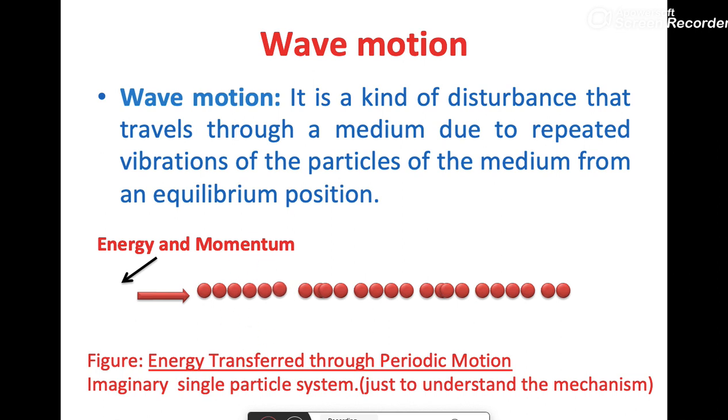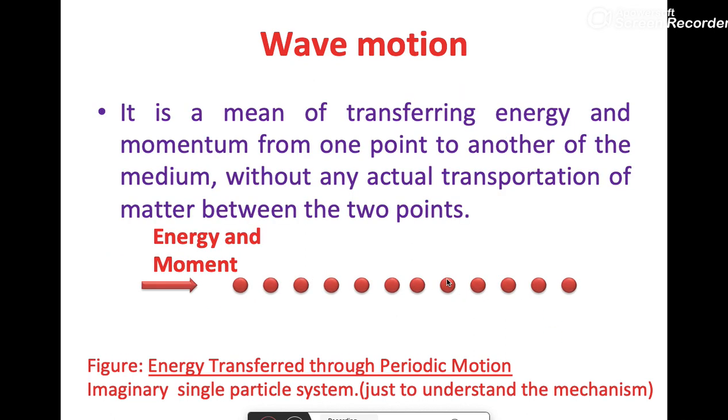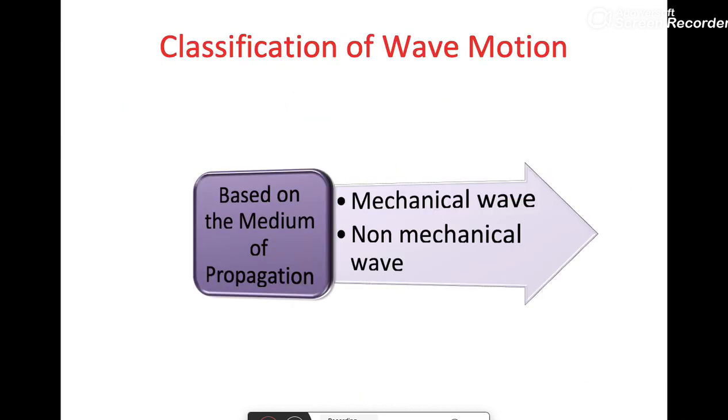It is a kind of disturbance that travels through a medium due to repeated vibration of the particles of the medium from its equilibrium position. It is a means of transfer of energy and momentum from one point to another of the medium without any actual transportation of matter between the 2 points.